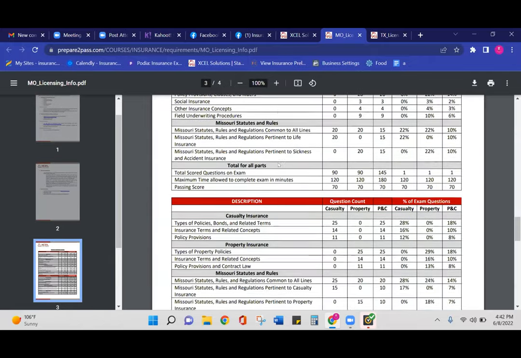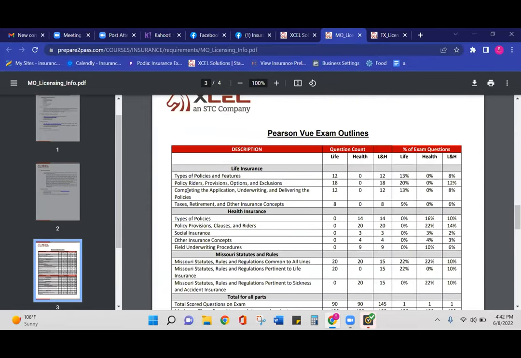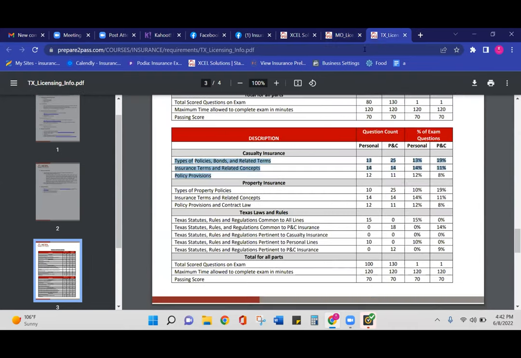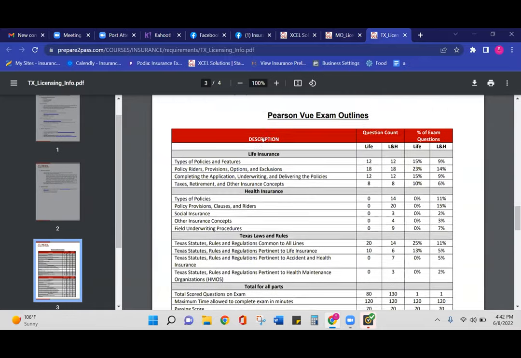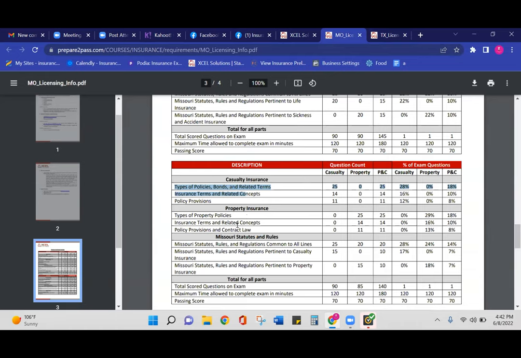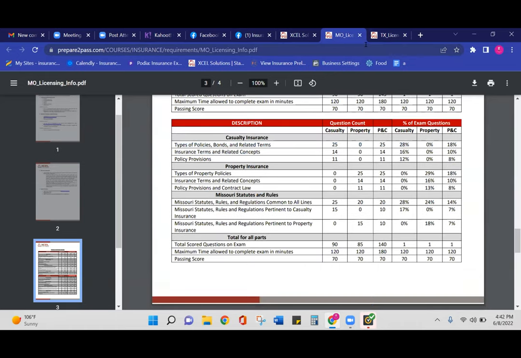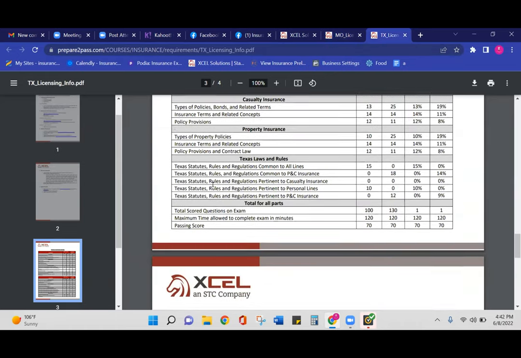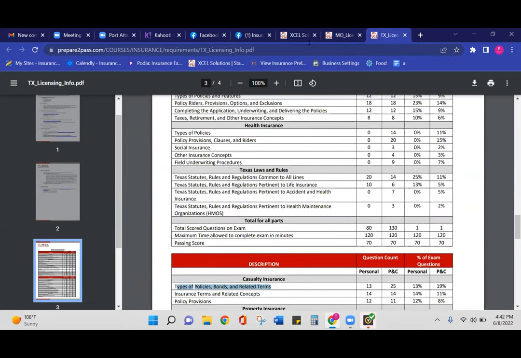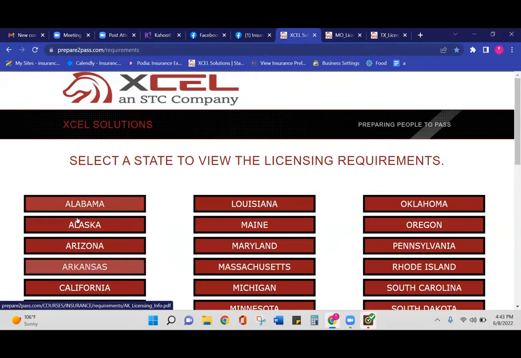Okay, so look at Missouri and see how it has the same, that's life and health right here. It has the same chapter titles. So Texas, that's because they're both Pearson VUE, they will look the same. And so everything I'm saying for Texas about these chapter titles is the same for you. But you could be in a Prometric state, which is different. So let me show you a Prometric state, for example. So let me look at Arizona.